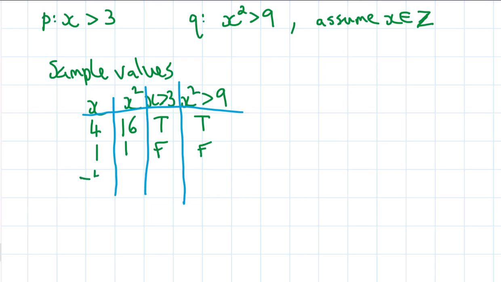Let's try another one. How about a negative? Negative 5. Negative 5 all squared is 25. Is X greater than 3? False. No, it's not. Is 25 greater than 9? True. So we can have in cases like this a false and a true. How about a true then false, in that order? Well, what could we have as examples of that? So have a think about it, where we have true then false.